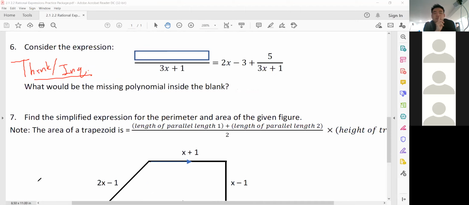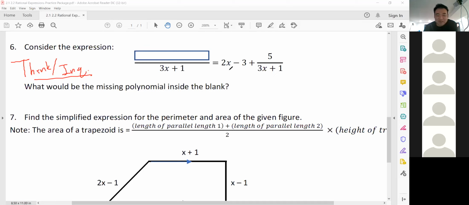Anyone want to give it a try, even though it's wrong? Anyone want to go outside and play? Anyone here? Yes.